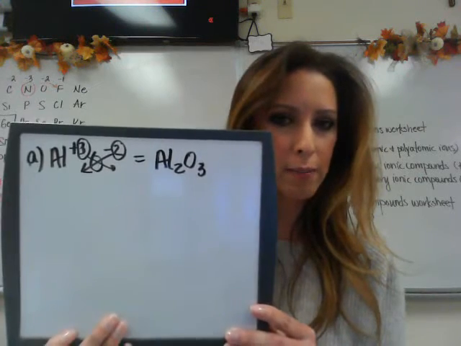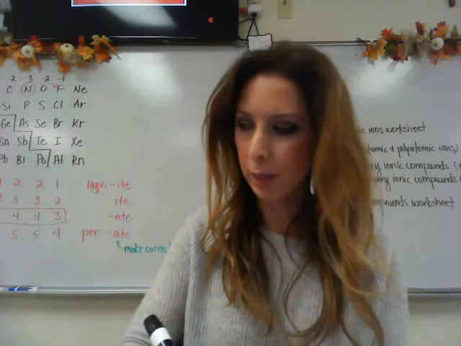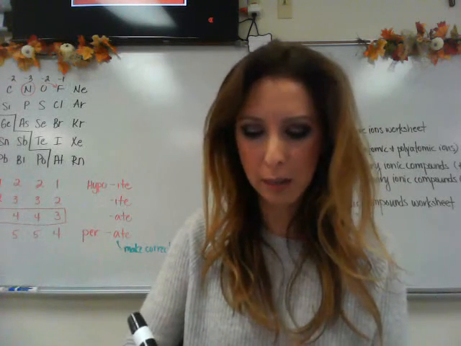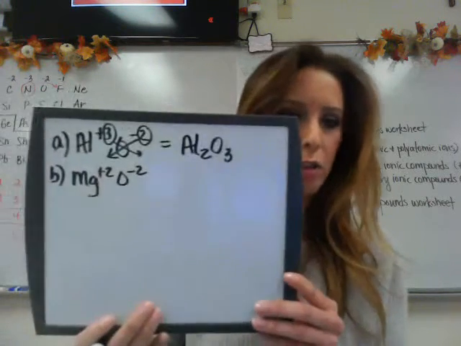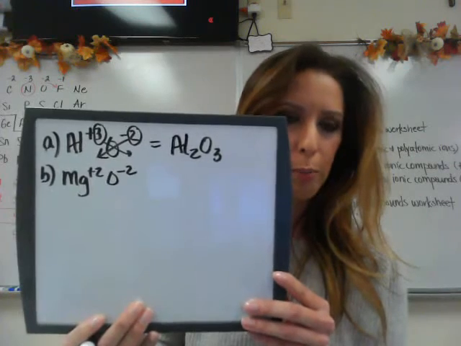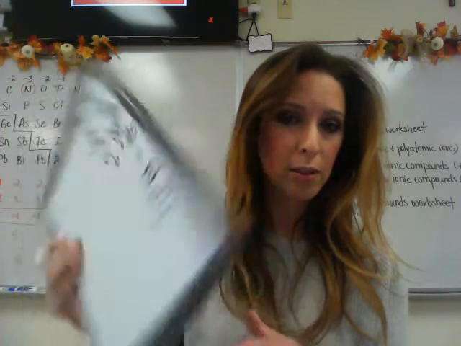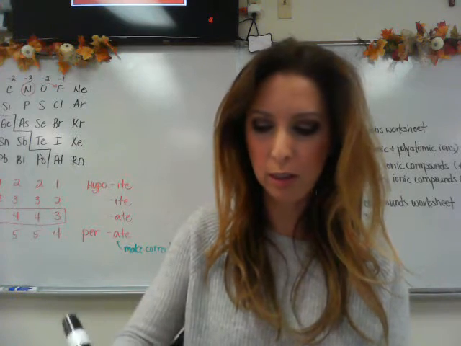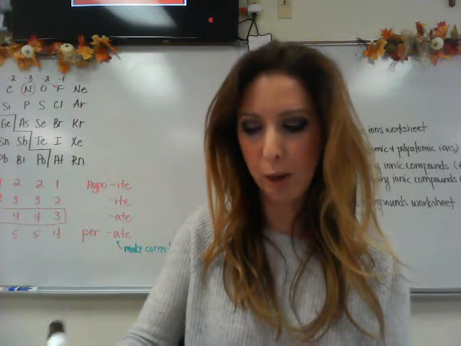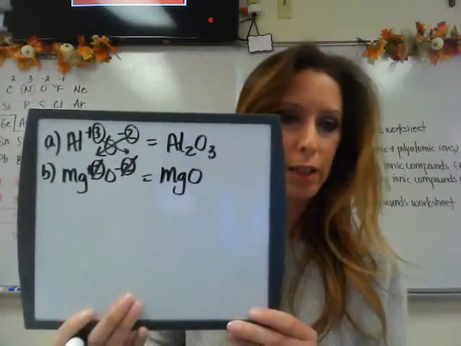That's aluminum oxide. If I'm doing B, it is magnesium and oxygen together. Magnesium is Mg+2. Oxygen is O-2. When the numbers in the charges are the same, they cancel. So since I have a 2 in each one of those charges, they cancel out. You're going to want to make a note of that somewhere, and I get MgO.